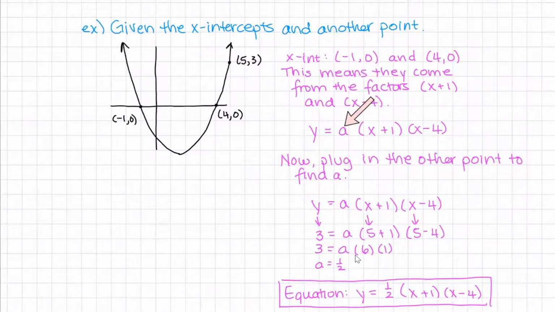So we're going to do exactly what we did on that previous problem. We have one more point we can use. And so I plugged in x was 5 and y was 3. So these x's became a 5. This y became a 3. And then just worked it out to get a is 1/2. So there's my equation. And pay attention to the directions.